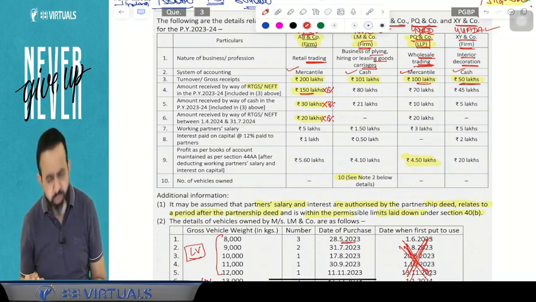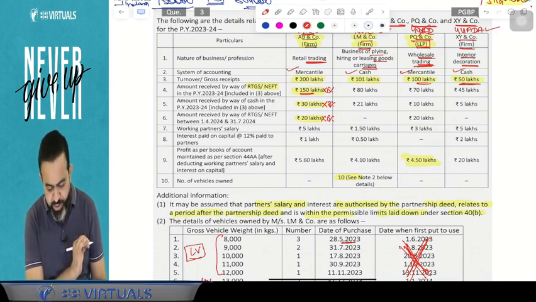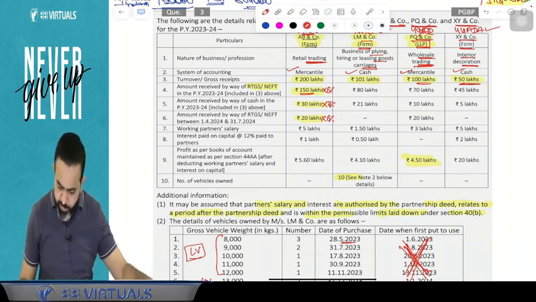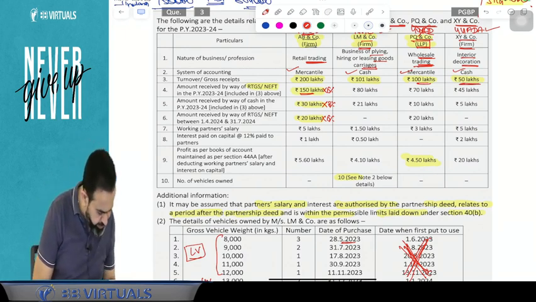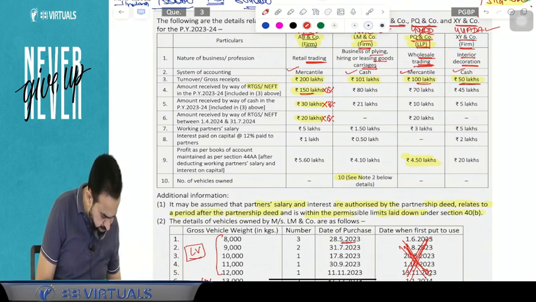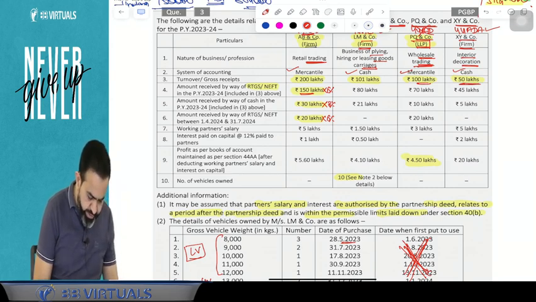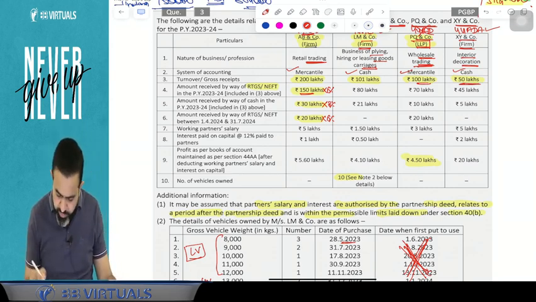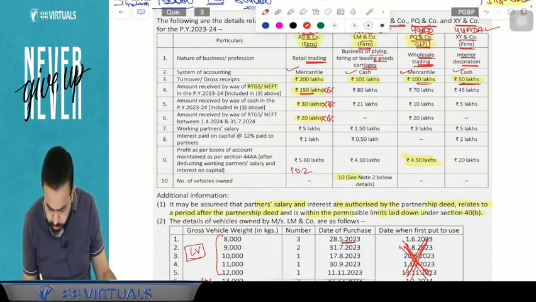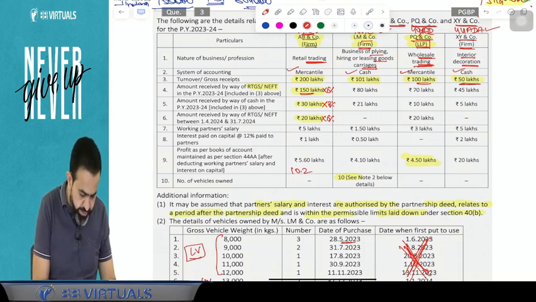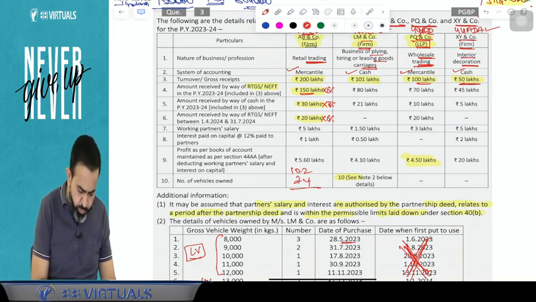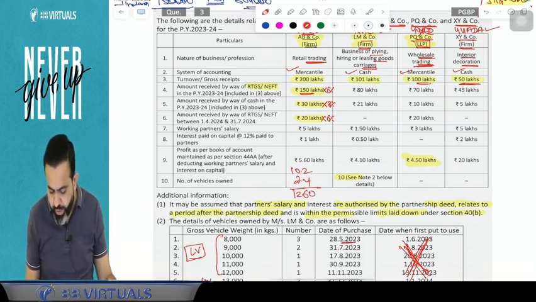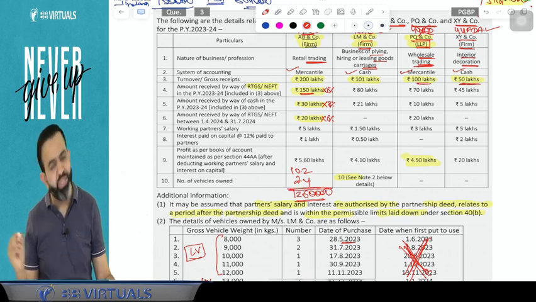Here, on the 170 lakh there is 6% as your PGBP income, and on the cash there is 8% as your PGBP income. So on the 1,70,000 at 6%, that comes to 10.2 lakh. And on the 30 at 8%, it comes to 2.4. So 10.2 plus 2.4 comes to 12.6. So 12,60,000 is your PGBP income.